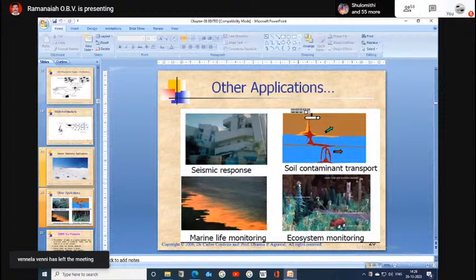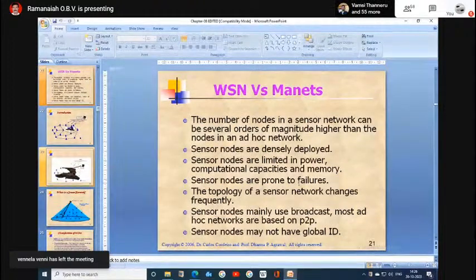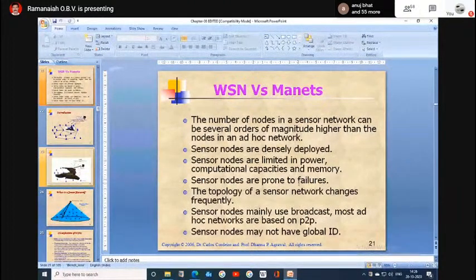It's time to understand the differences. This is from the examination point of view. This is an important concept. How do you distinguish wireless sensor networks from conventional mobile ad hoc networks? That is WSN versus MANETs. The first difference: the number of nodes in a sensor network can be several orders of magnitude higher than the nodes in an ad hoc network. If you take a typical MANET, you may find hardly 50 or 100 nodes. That's a big ad hoc network.